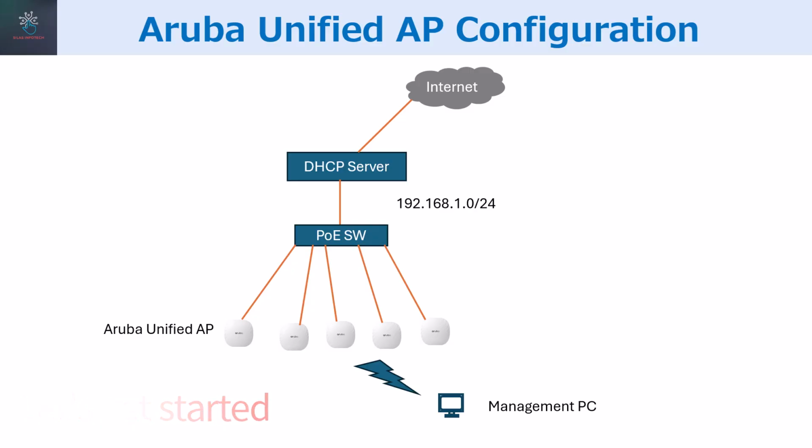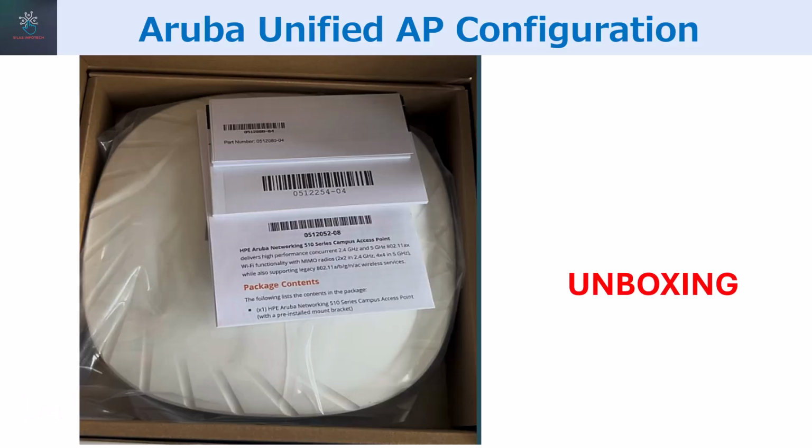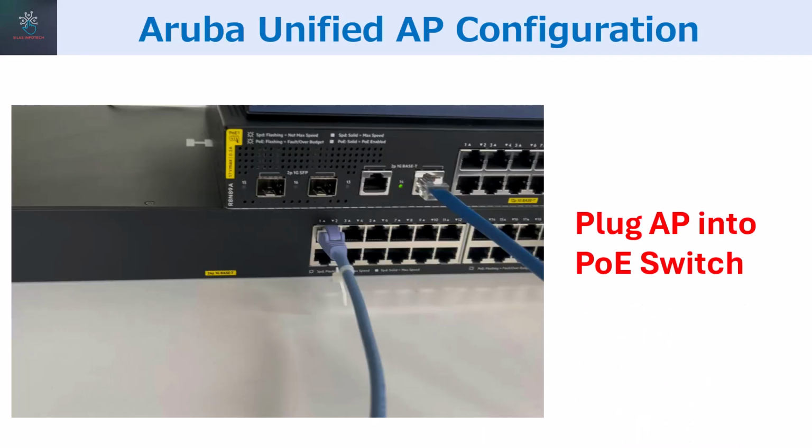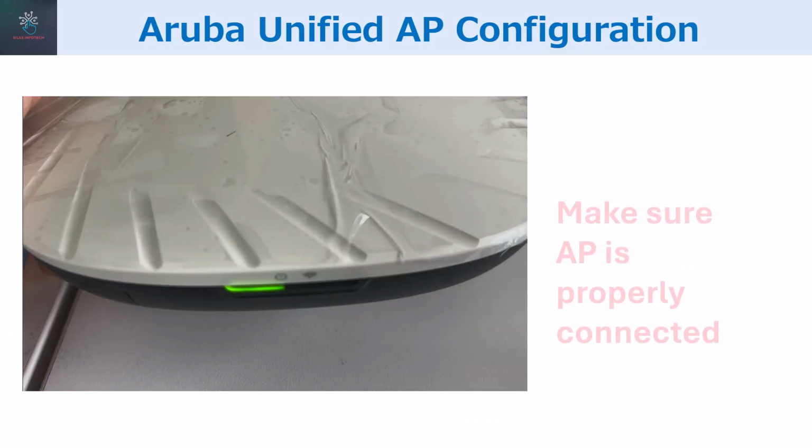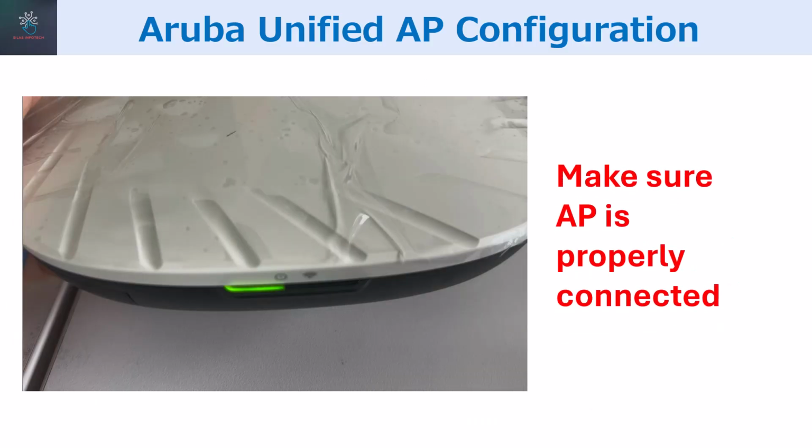Physical connection. First, unbox your access point. Inside, you'll find the access point, mounting brackets, and documentation. Now, let's connect. Plug one end of the UTP cable into the AP's PoE Ethernet port and connect the other end to your PoE switch. Ensure the DHCP server is active on the network so the AP can get an IP automatically. Once powered, the AP will boot up. Wait for the status LED to stabilize.